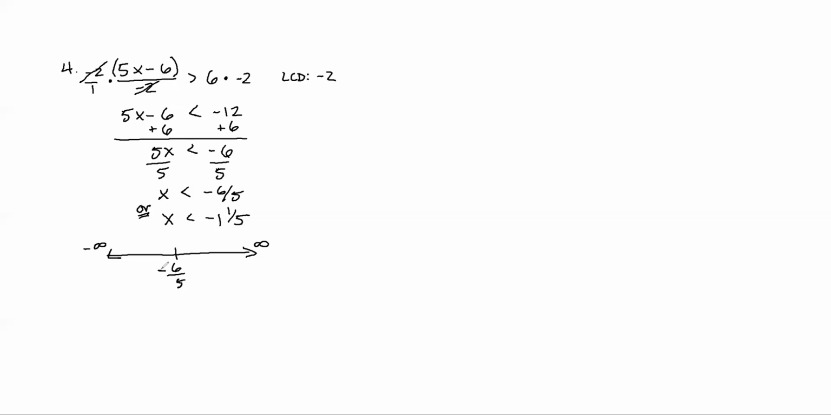So if we go ahead and graph this, we have everything less than negative 6/5. So we're going to have a parenthesis, and we'll be shading to the left because we want everything less than negative 6/5. And our interval notation, starting from the furthest left is negative infinity, always with a parenthesis. To the furthest right is a parenthesis at negative 6/5.